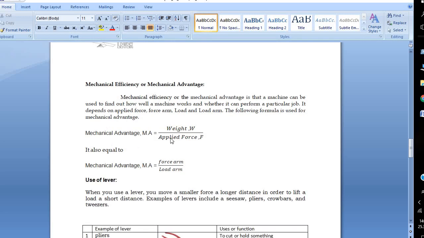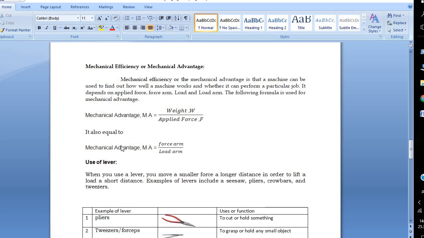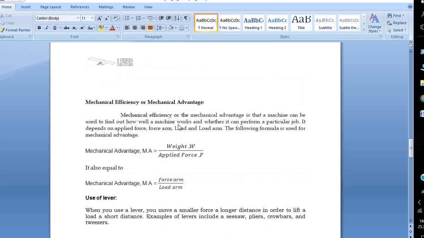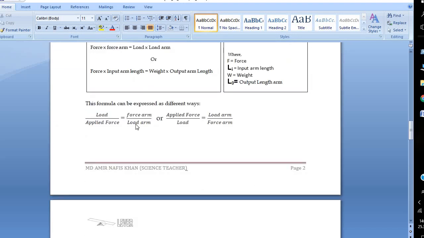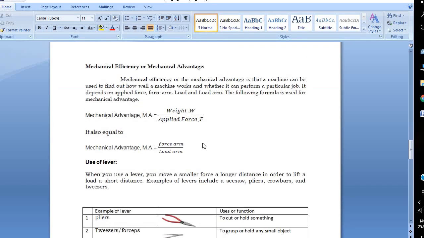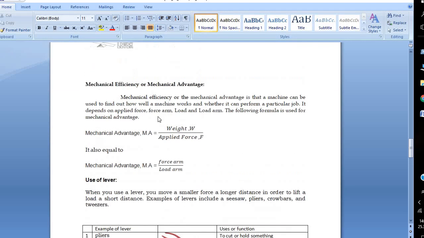A very easy formula: weight by applied force. That means the mechanical advantage, M for mechanical and A for advantage, is equal to weight W by applied force. It is also equal to force arm by load arm, because you can see this is the force arm by load arm. That means it is equal to load by applied force. You can write these things. So these are the formulas. You have to remember these things, because in the mathematics of lever you have to calculate this.